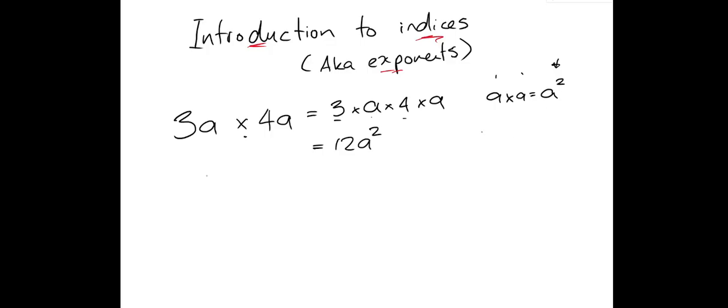Okay, so just as a sort of side note, a cubed would be a times a times a. 1, 2, 3. That's all the indice means. And a to the 4, of course, is going to be a times a times a times a. The number there is the number of factors. So far, so good.